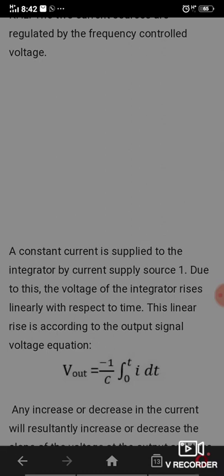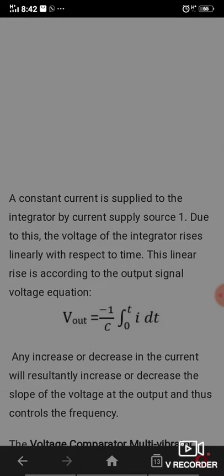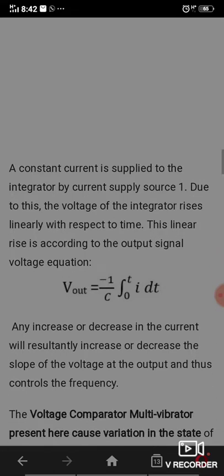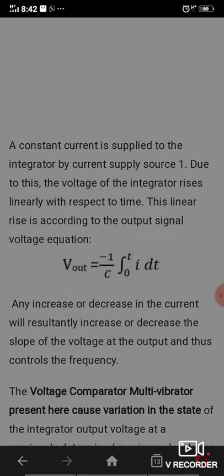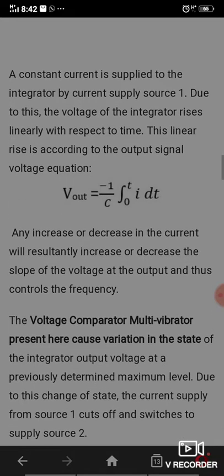A constant current is supplied to the integrator by the current supply source. Due to this, the voltage of the integrator rises linearly with respect to time. This linear rise is according to the output signal voltage equation: V out equals minus 1 upon C integral of I dt. Any decrease or increase in the current will resultantly decrease or increase the slope of the voltage at the output and thus controls the frequency.